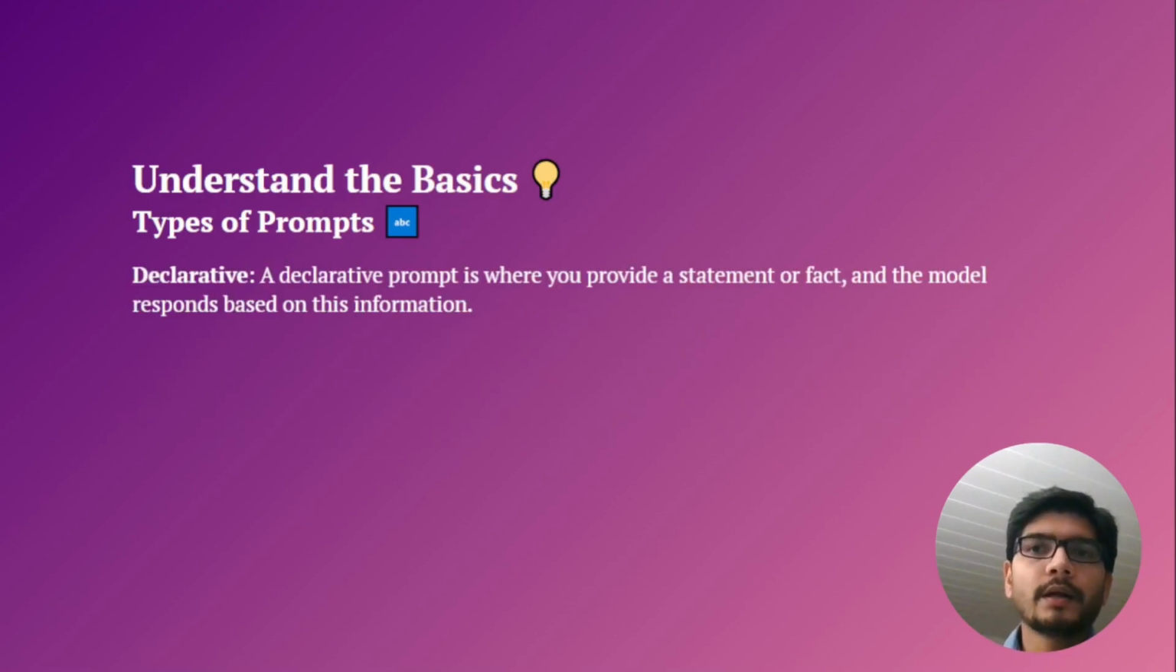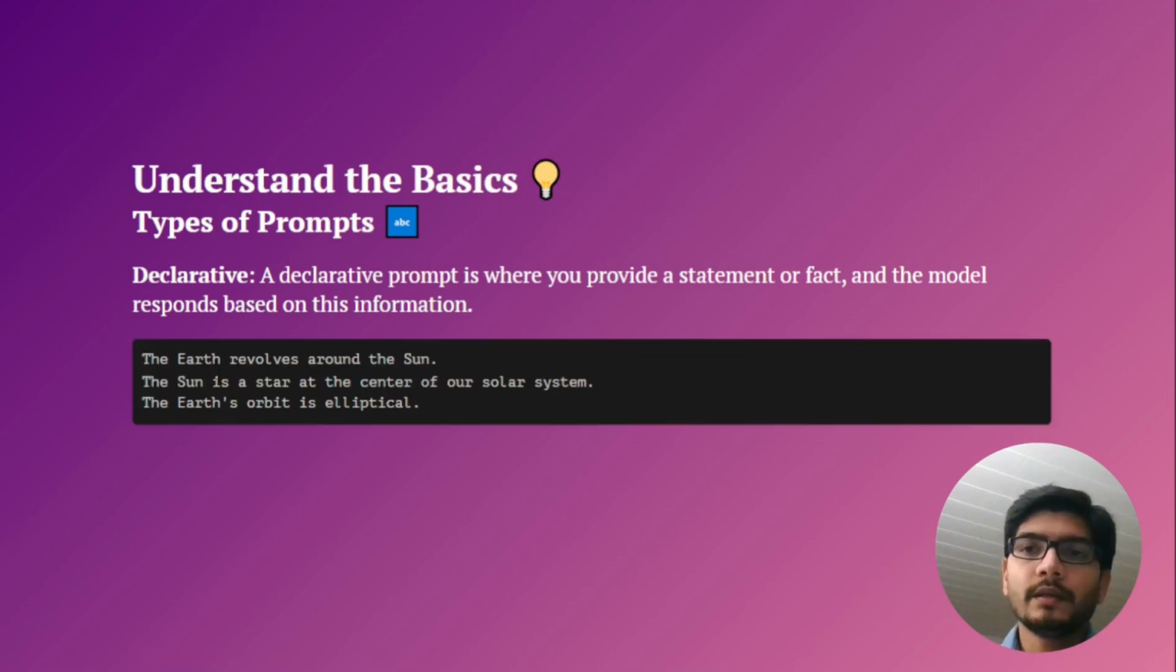Declarative prompts are another type of prompt, and here you provide a statement of fact and the AI responds based on the information. For example, you can state the earth revolves around the sun and the AI will use this context to generate a response.